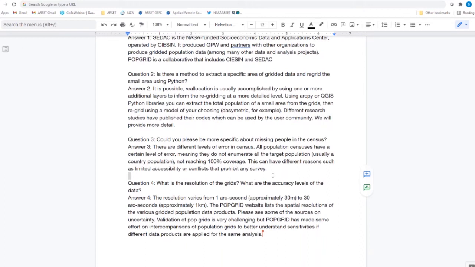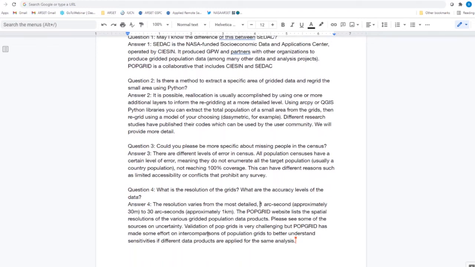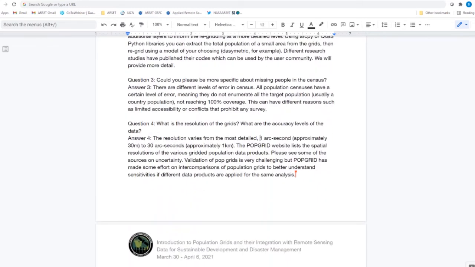Yeah, so the resolution varies from the most detailed being the HRSL at 1 arc second, or approximately 30 meters, all the way up to 30 arc seconds, with also products at 100 meters, 150 meters, and 250 meters approximate resolutions. So it varies quite a bit by product.